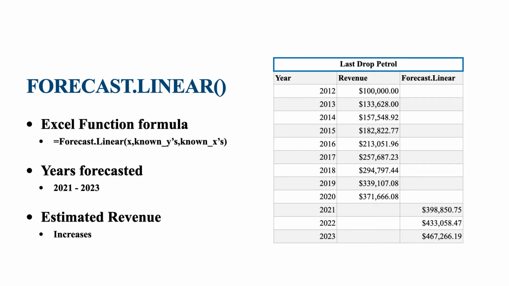After plugging in the numbers and selecting the cell range using the Excel statistical function, we continue to get growth in revenue for the next 3 years starting in 2021. The forecast values are $398,850.75 for 2021, $433,058.47 for 2022, and $467,266.19 for 2023, as displayed in the FORECAST.LINEAR column on the right side of this slide.